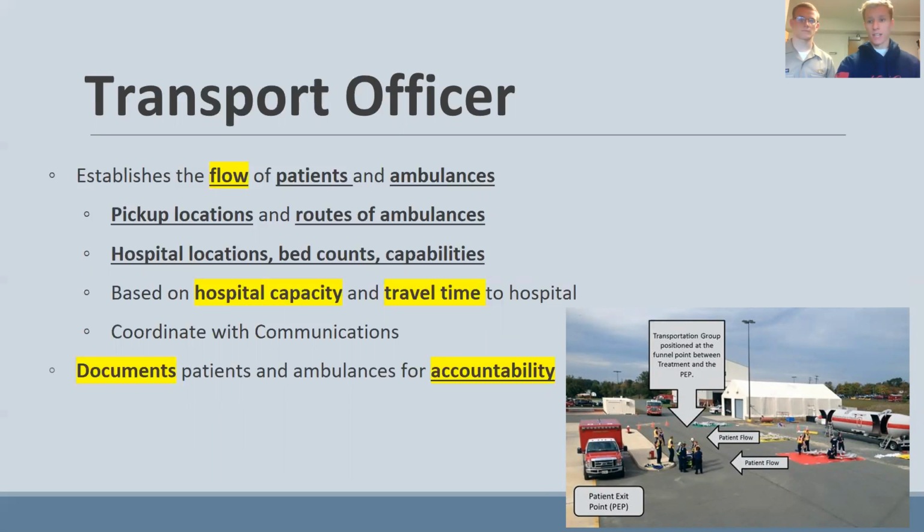And they also have accountability. So we'll look later in the slide, but we have these triage tags. You'll either mark on a whiteboard or a notepad or rip off one of the triage tags and make sure you know where the patient's going, who they are, what their disposition is.